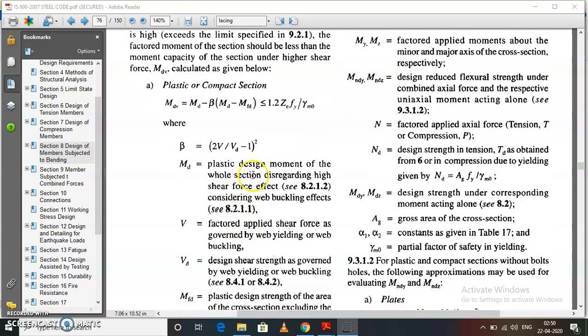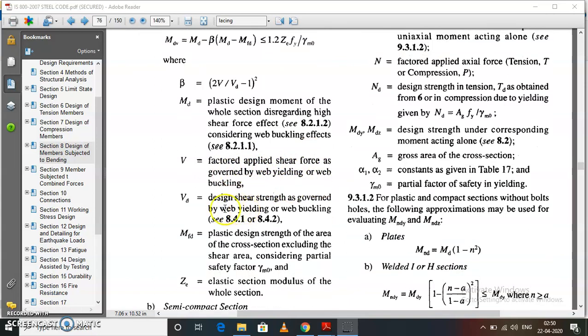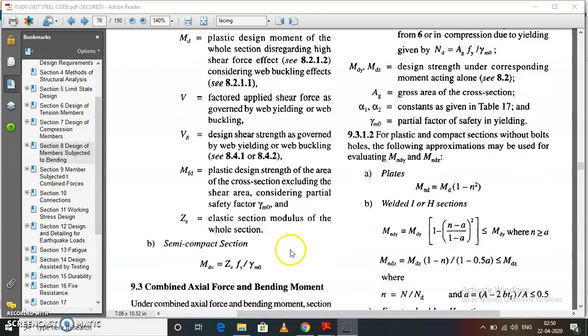Here MD is the plastic design moment, V is the factored applied shear force as governed by web yielding or web buckling, and VD is the design shear strength as governed by web yielding or web buckling, given in 8.4.1 or 8.4.2. MFD is the plastic design strength of the area of the cross section excluding the shear area, considering partial safety factor gamma M naught, and Z is the elastic section modulus of the whole section. For semi-compact sections, MdV is given by ZE Fy by gamma M naught.